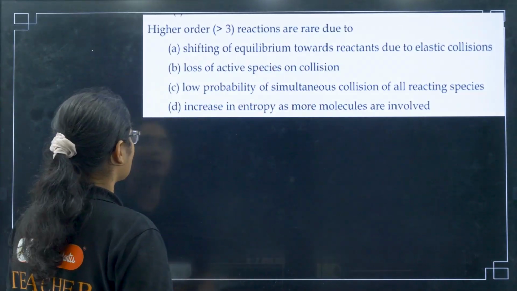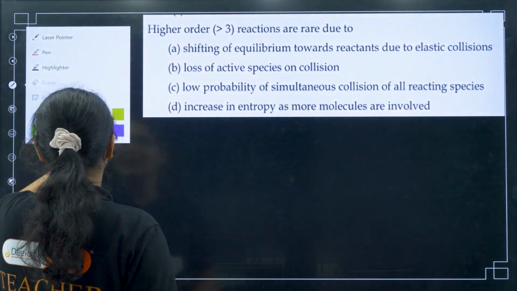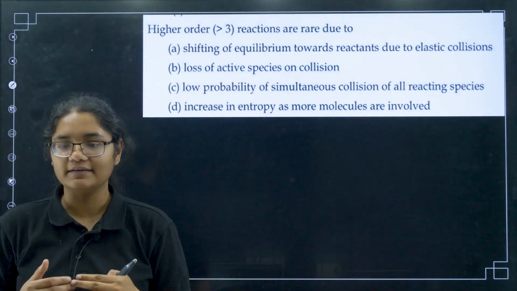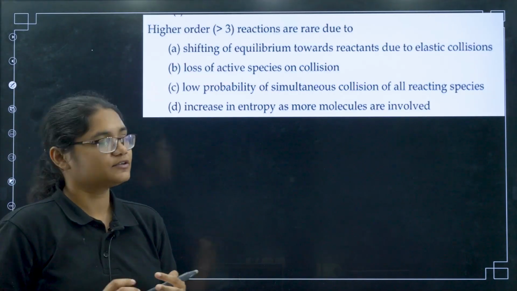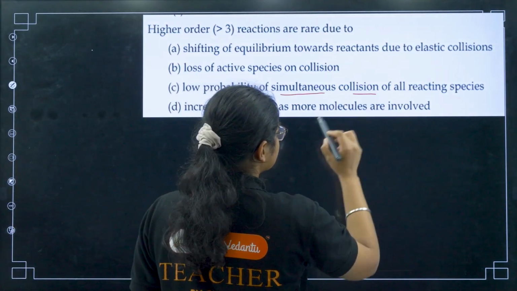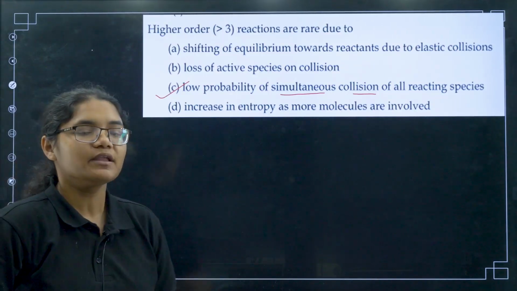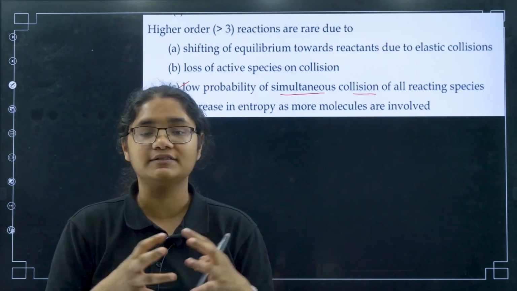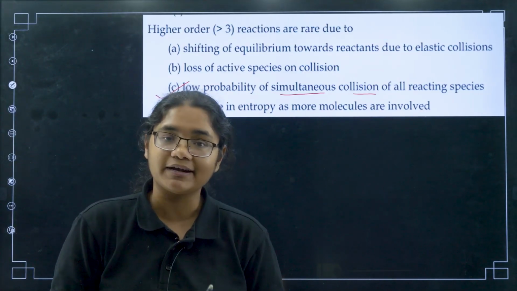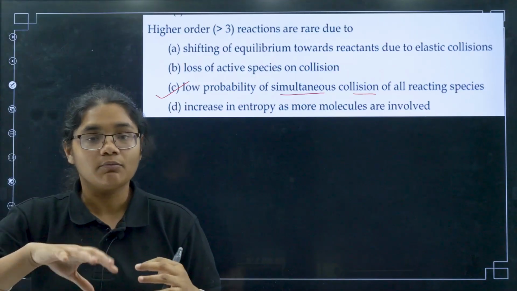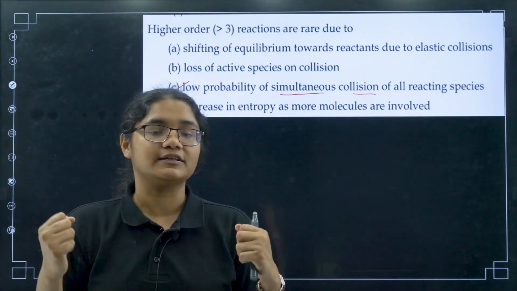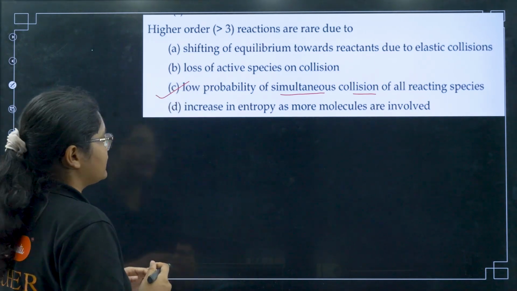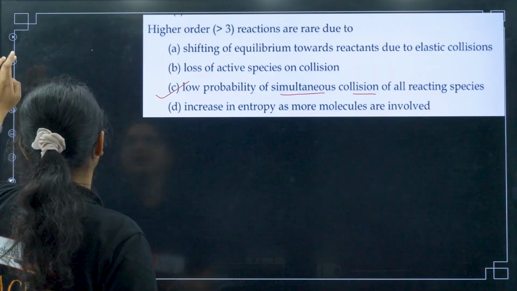Okay, so now coming to the first question: higher order reactions greater than 3 are rare due to what? Low probability of simultaneous collisions of all the reacting species. According to collision theory, a reaction can take place when the elements collide with each other with proper energy and proper orientation. More than 3 molecules colliding with proper energy and proper orientation is very less probable, and that is why molecularity or higher order reactions greater than 3 are rare.